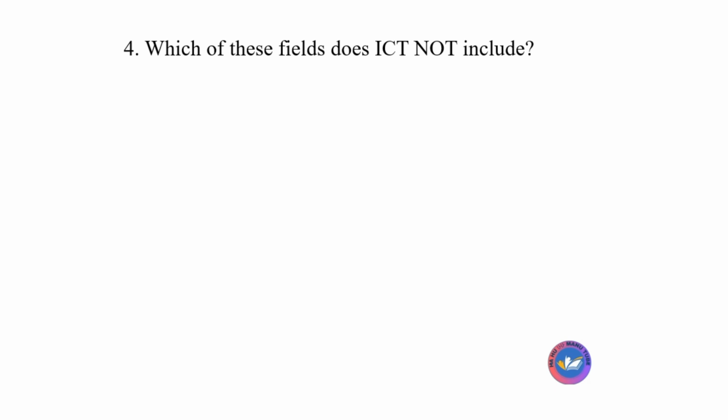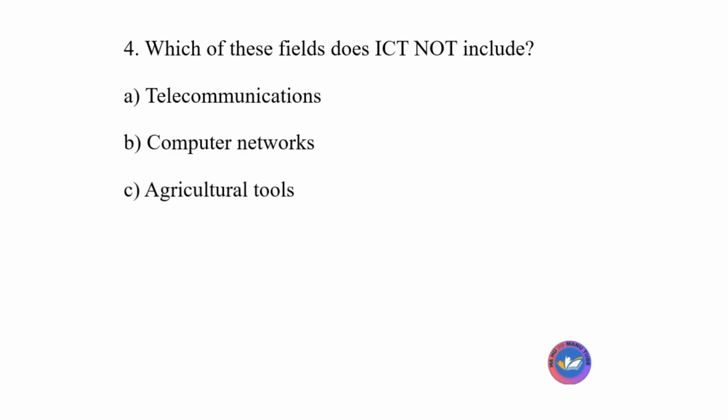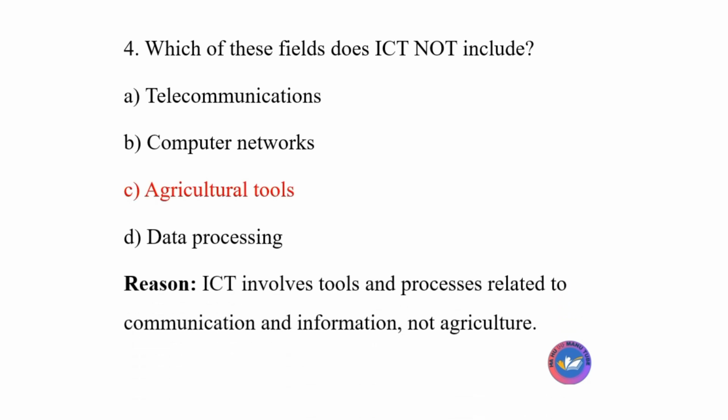Question number 4. Which of these fields does ICT not include? A. Telecommunication. B. Computer networks. C. Agricultural tools. D. Data processing. The answer is agricultural tools. ICT involves tools and processes related to communication and information, not agriculture.